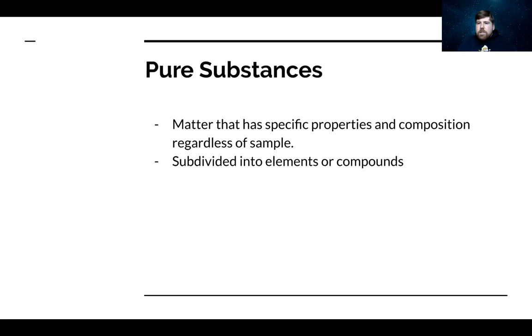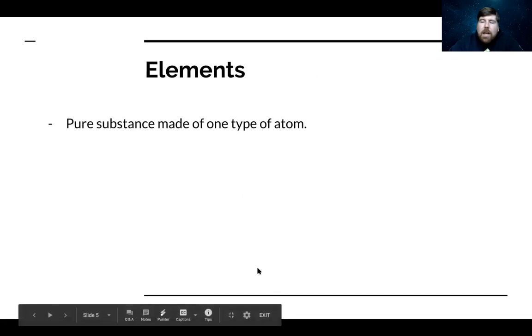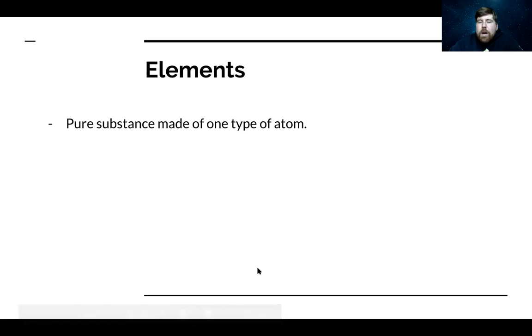In order to separate a pure substance, for example, the hydrogen and oxygen that make up water, you would have to undergo a chemical reaction. And that's really the only way you can separate substances that are pure, so elements or chemicals that are in a pure substance. So let's go ahead and look at the most basic type of pure substance, and that's going to be an element. An element is defined as any pure substance that's made of one type of atom.